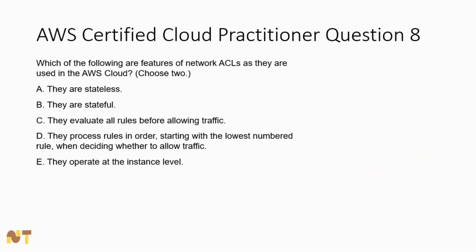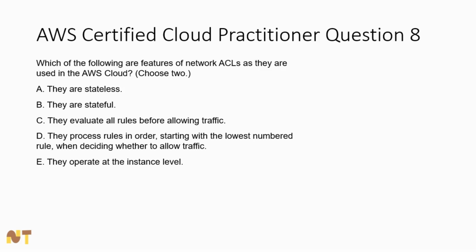Which of the following are features of network ACLs as they are used in AWS Cloud? Choose 2. They are stateless, they are stateful, they evaluate all rules before allowing traffic, they process rules in order starting with the lowest number rule when deciding whether to allow traffic, and they operate at the instance level.